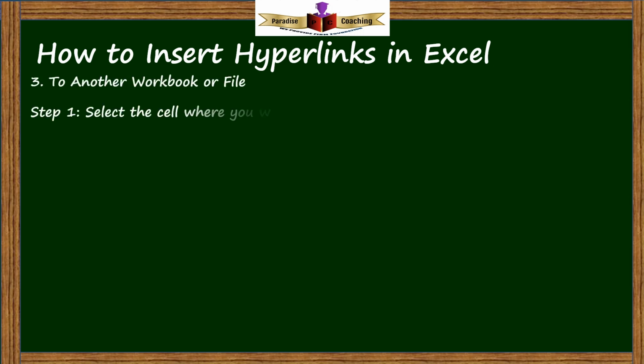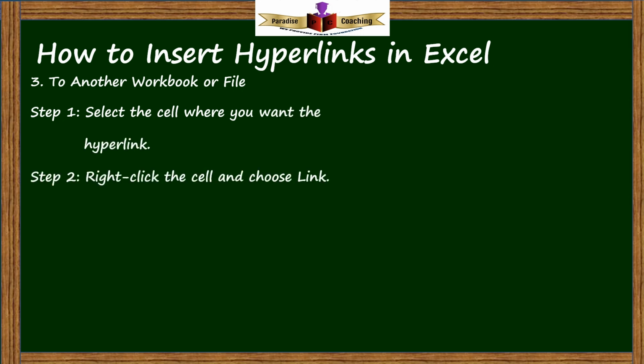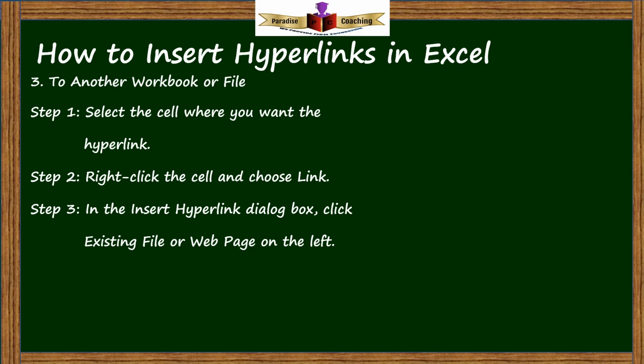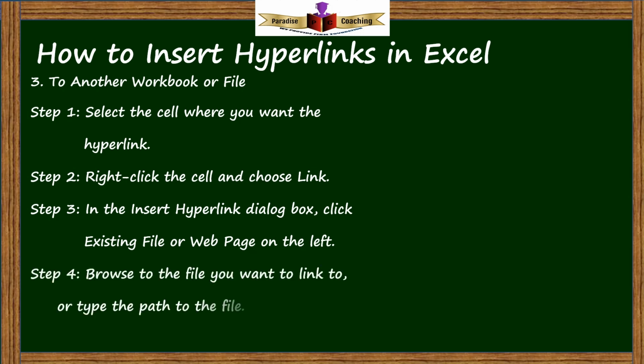Hyperlink to another workbook or file. Step 1. Select the cell where you want the hyperlink. Step 2. Right-click the cell and choose Link. Step 3. In the Insert Hyperlink dialog box, click Existing File or Web Page on the left. Step 4. Browse to the file you want to link to, or type the path to the file. Step 5. Click OK.